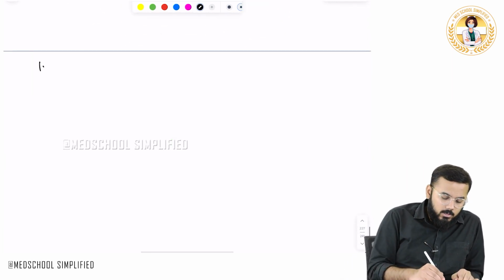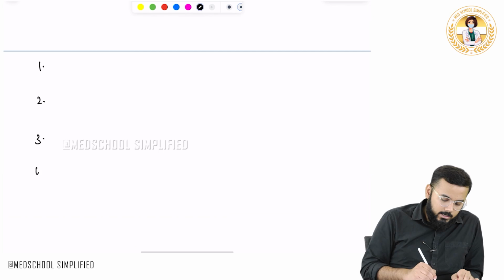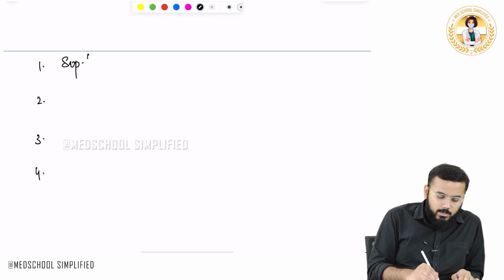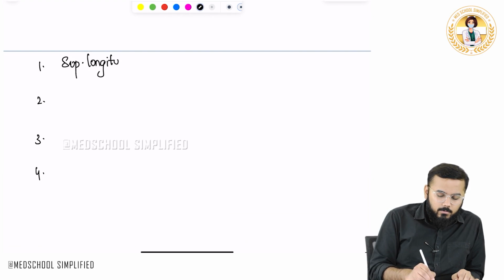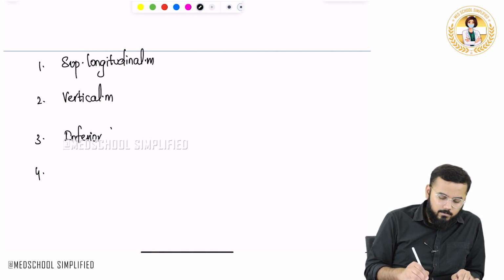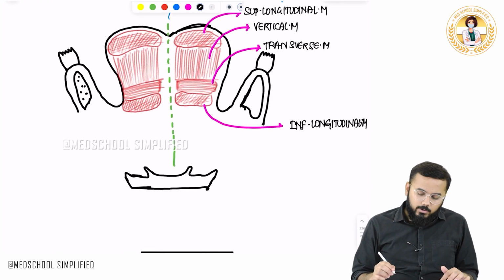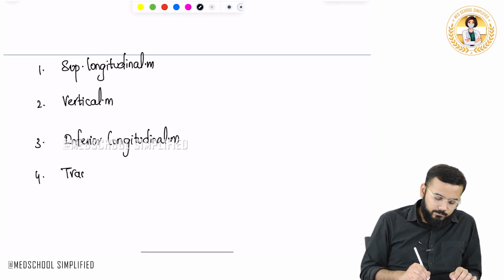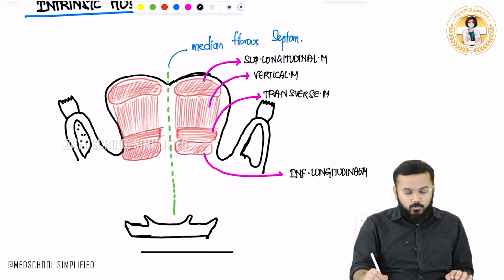First of all, let us write it down. So 4 groups of muscles are there. One is the superior longitudinal muscle. Next we have the vertical muscle. Next we have the inferior longitudinal muscle. Next we have the transverse muscle. So these are the 4 muscles.